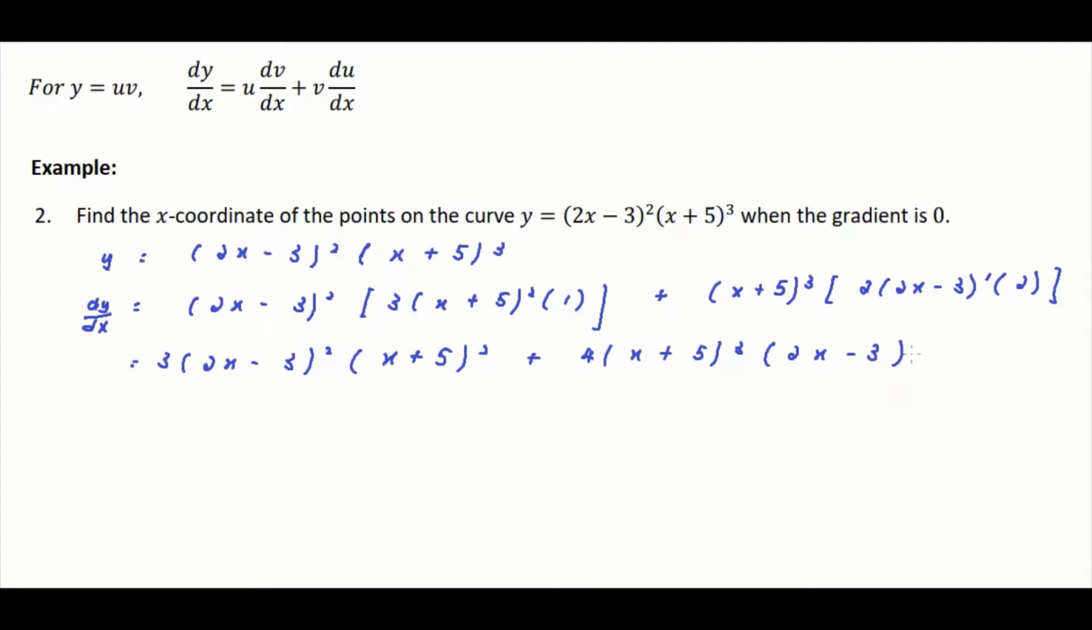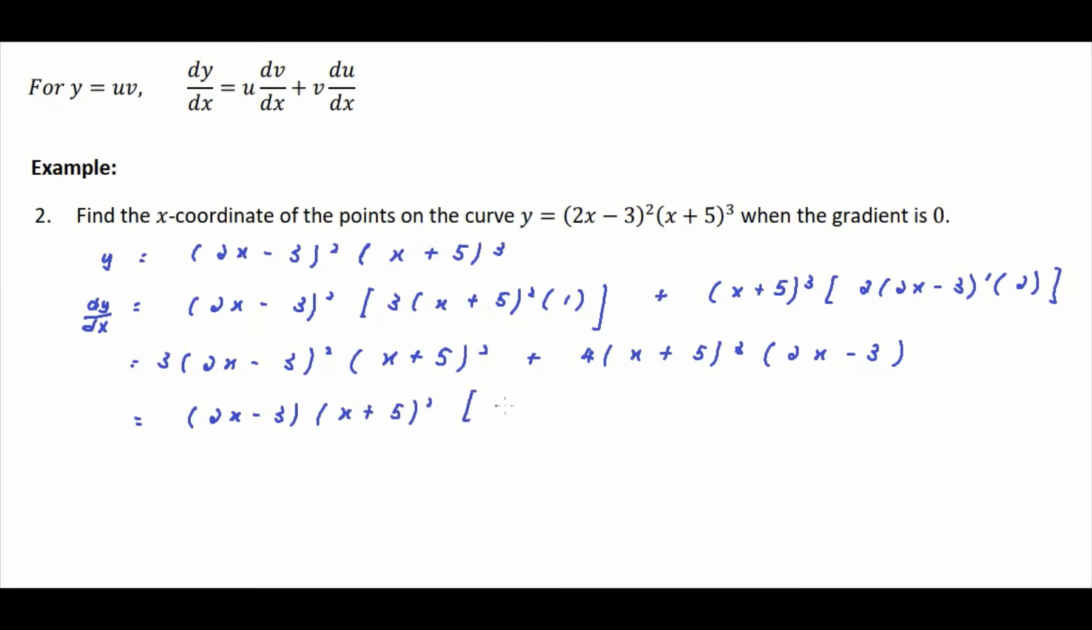Alright, so after you have written it in this form, now what you need to do is simplify it by doing factorization. You have 3 and 4 here, which do not have a common factor, so you can continue, but you have 2x minus 3, 2x minus 3. So you can bring out 2x minus 3, then x plus 5 cubed, squared.